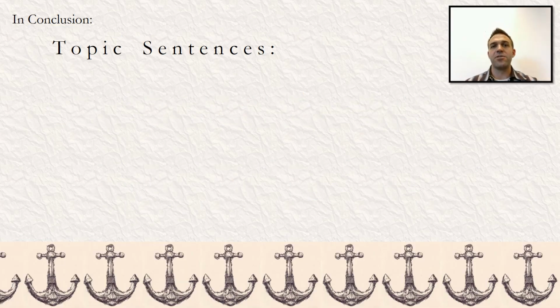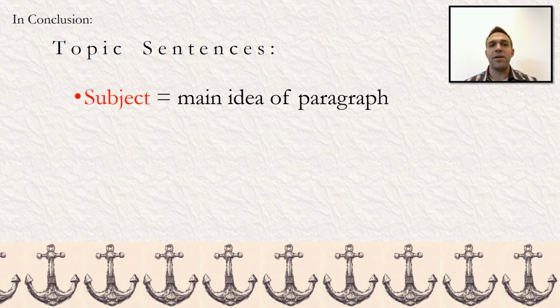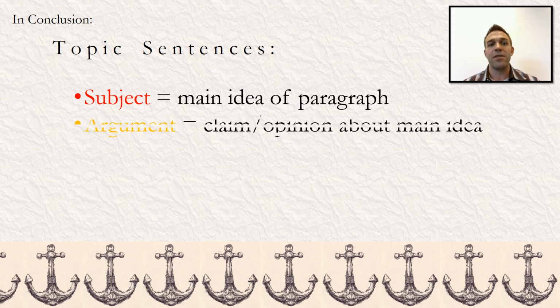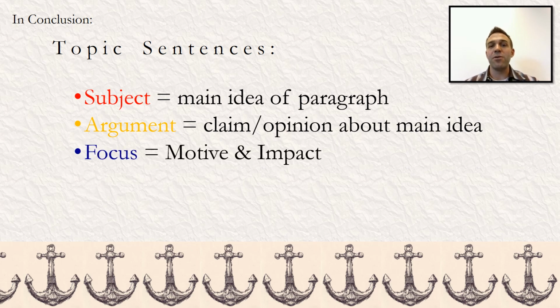So that's it for this tutorial on topic sentences. The main thing you need to think about are those three main focus points. Does your topic sentence have a clear subject that addresses the main idea of the paragraph? Does your topic sentence have a clear argument that is a claim or opinion about the main idea of the entire paper? Make sure it ties back to your thesis. And finally, is it focused enough? Does it describe both a motive and an impact as to what's going on in the Niger River Delta area at the specific time?